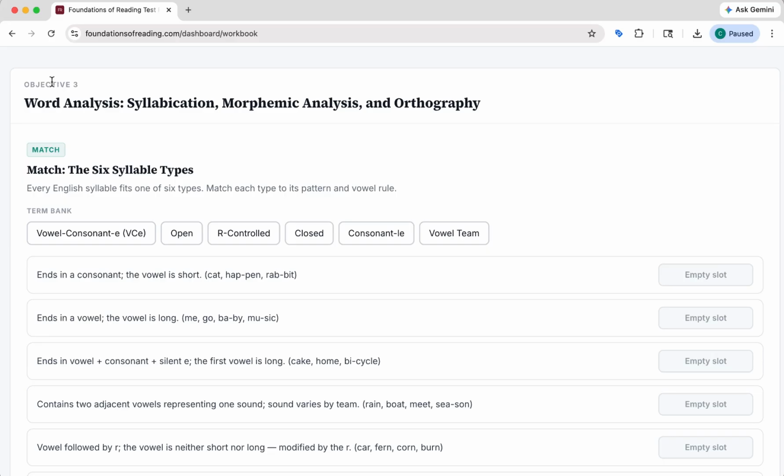We are moving to objective number 3, word analysis, including syllabication, morphemic analysis, and orthography. Just in case you get the word orthography on test day, remember that this word just means spelling. It's a bit of a scientific, professional, academic word, but it might say spelling, orthography, or orthographic knowledge on test day.